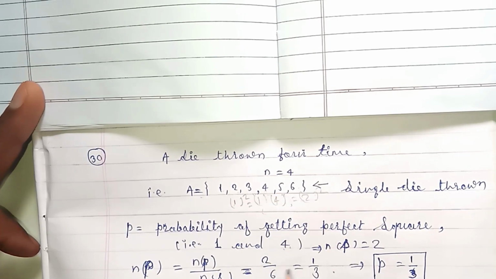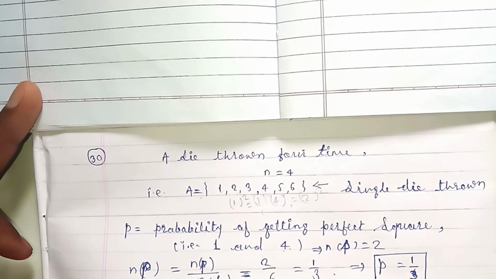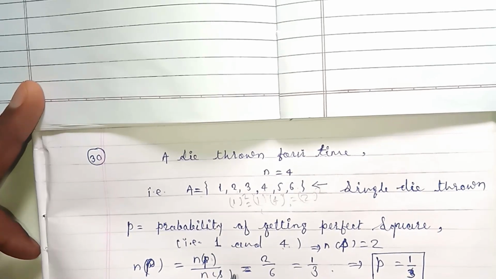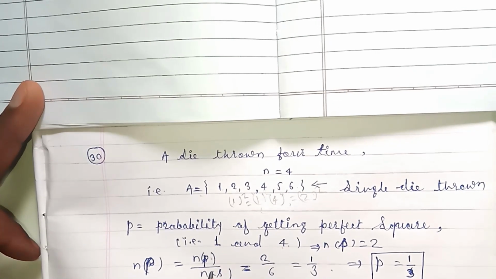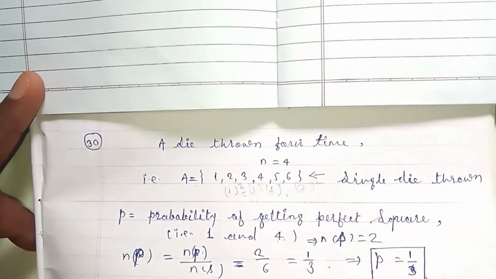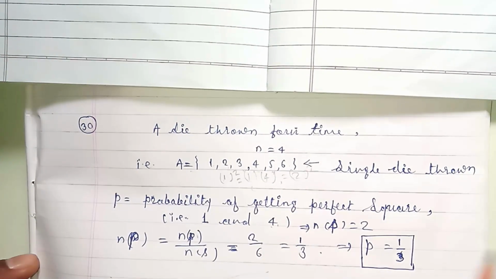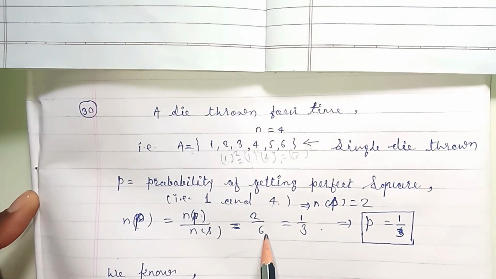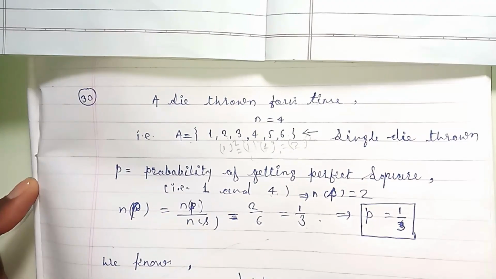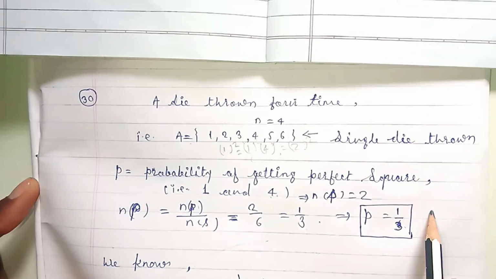So probability is the number of elements in our sample space divided by the number of elements in our universal set. The number of elements in our sample space is 2 and in our universal set is 6. So 2 by 6 is 1 by 3. So we got the probability of getting a perfect square, which is 1 by 3. This is the value of the probability P.